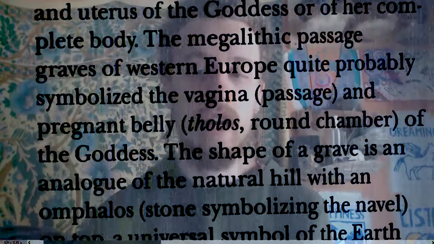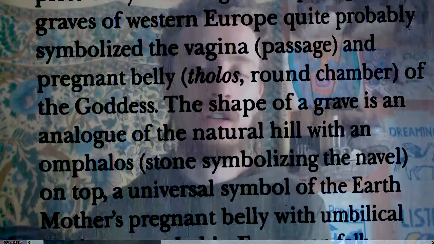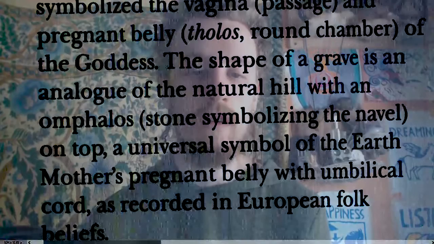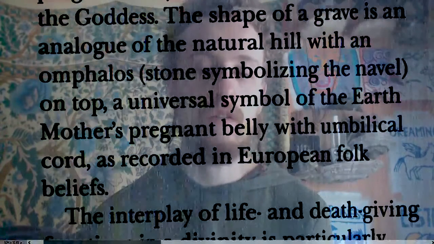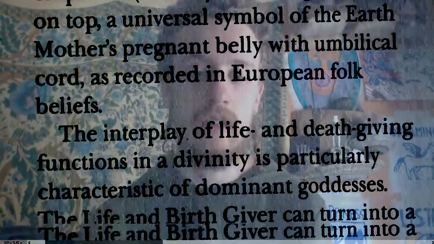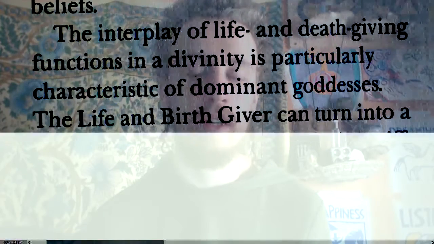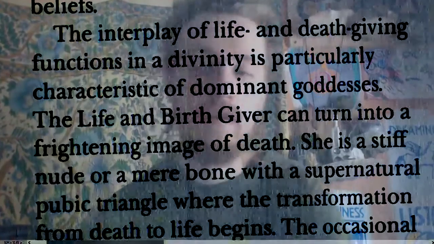The shape of a grave is an analog of the natural hill with an omphalos, a stone symbolizing the navel, on top, a universal symbol of the earth mother's pregnant belly with umbilical cord, as recorded in European folk beliefs. The interplay of life and death-giving functions in a divinity is particularly characteristic of dominant goddesses. The life and birth-giver can turn into a frightening image of death.